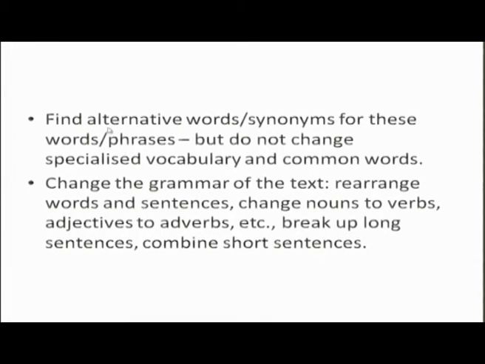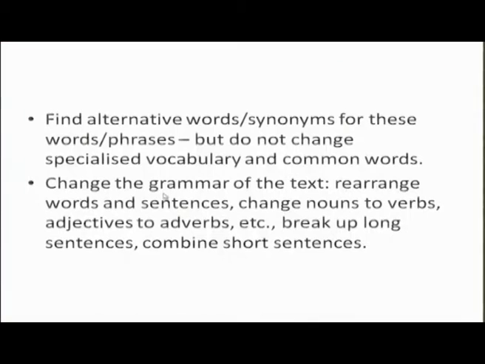We first find alternative words and synonyms for the words and phrases which have occurred in the text, but we do not change specialized vocabulary and some very common words. So, for example, you find the term theory of relativity. It is a technical term, so we do not change it. Similarly, you find a word like change. That is a very common word, and so we do not paraphrase it.